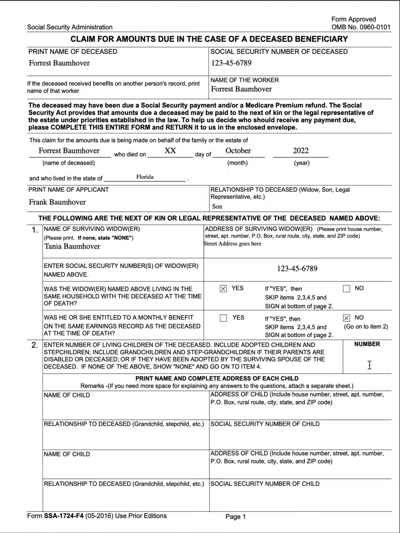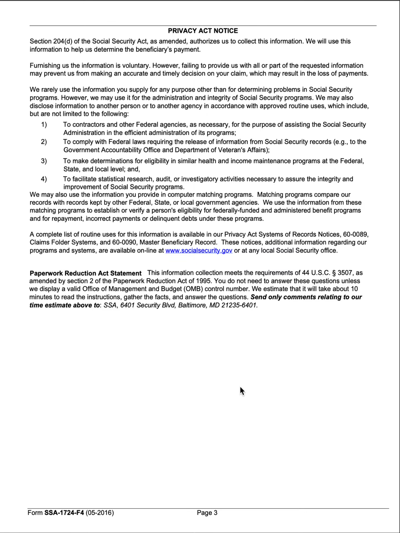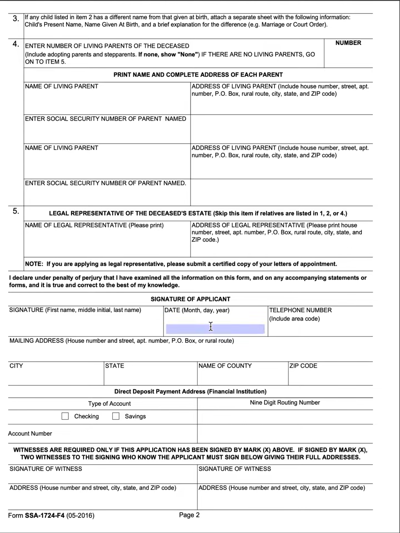Make sure you write in the actual number of dependents because someone at the Social Security Administration will be looking to make sure that the number of names matches up with the actual count right here in this section. For simplicity's sake, we'll write none and we'll move on to page 2.